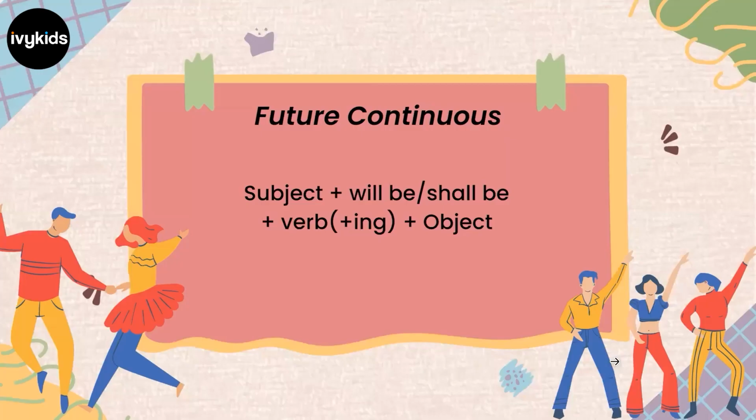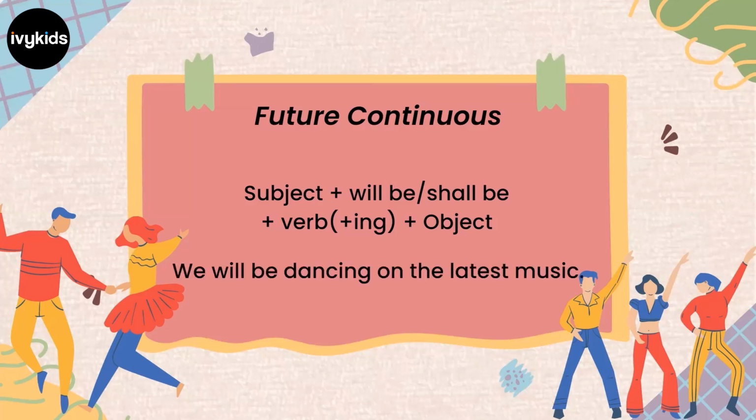Moving on to the next form, that is future continuous. When something is going to continue in future, future continuous. Subject plus will be or shall be plus verb, then ing and then object. Let's have a look at an example. We will be dancing on the latest music. In this case, what are we doing? We are talking about the future action that we are going to take, that will be happening in the future.